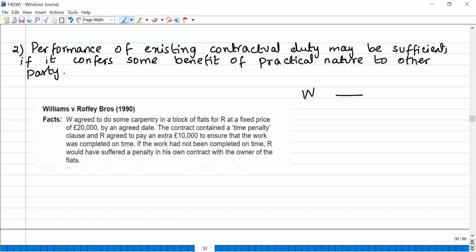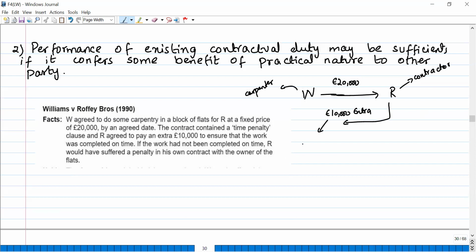W was a carpenter, R was a contractor. W did a contract with R that he will do some carpentry work in flats, and the price agreed was 20,000 pounds. In the contract there was a time penalty clause, in which R stated, I will pay you 10,000 pounds extra if you do the work on time.